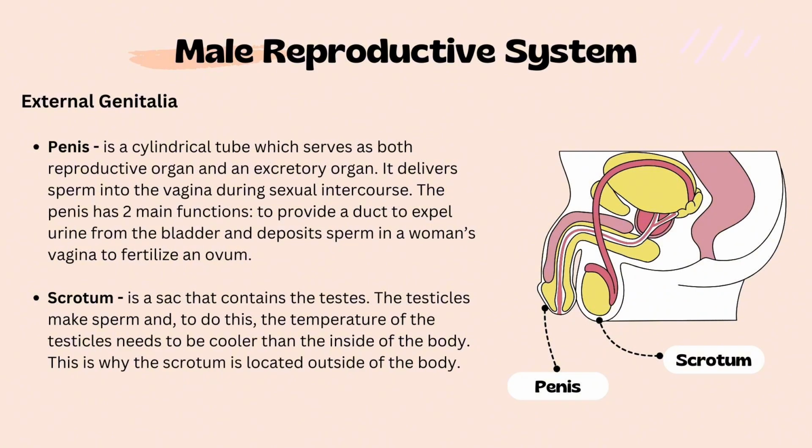Scrotal tissue helps protect the structures inside the testicles, where sperm and important hormones are produced. In addition, the scrotum protects the testicles and the major blood vessels, as well as the tubes that carry sperm from the testicles to the penis for ejaculation.